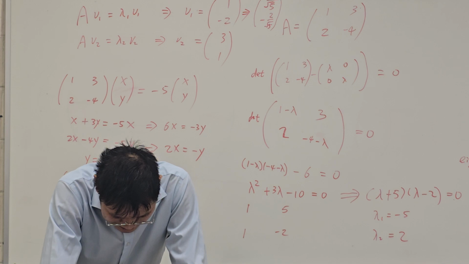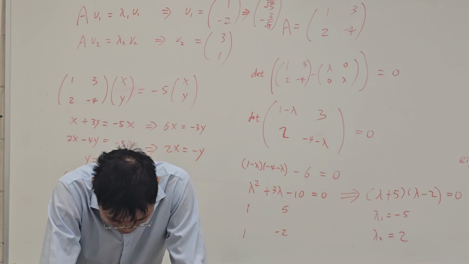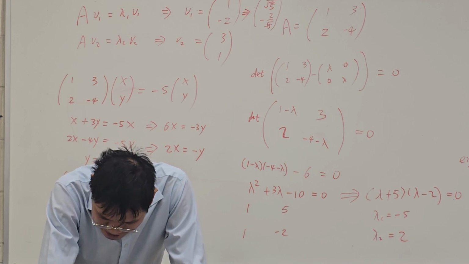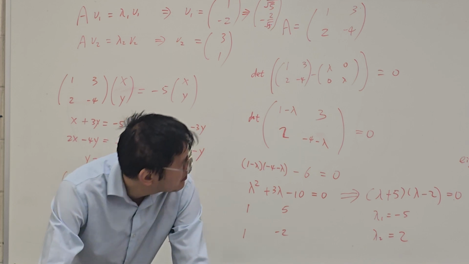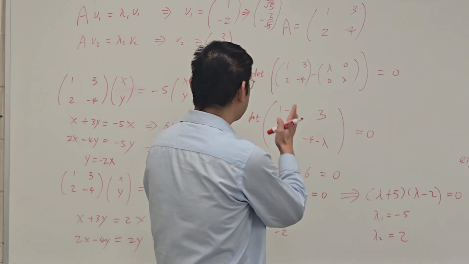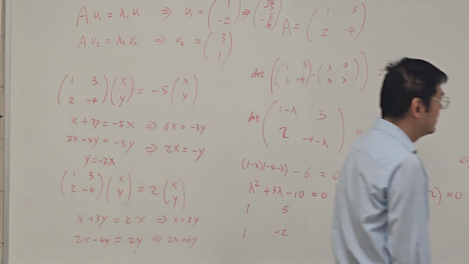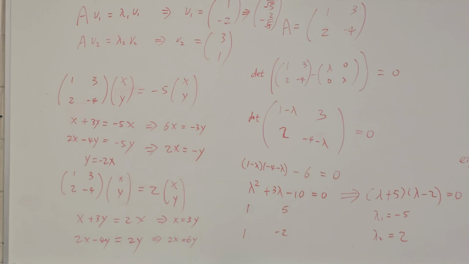Homework 13. Find the eigenvalues and the eigenvectors of a complex matrix. The only thing different is it's complex. But you just follow the same procedure. Exactly follow the same procedure. That's the only thing you need.